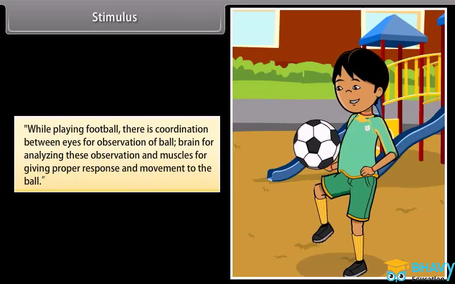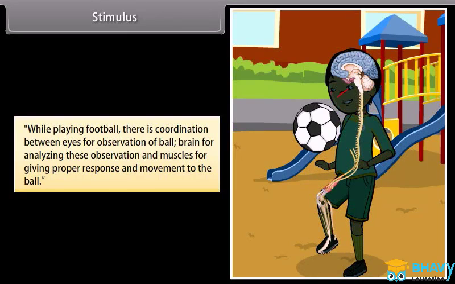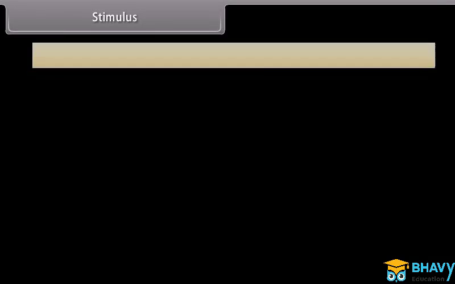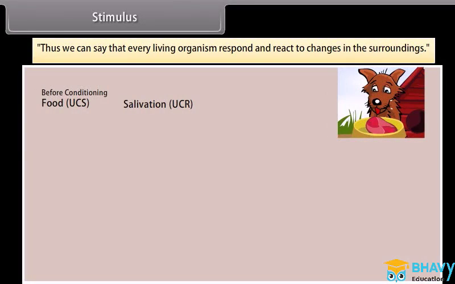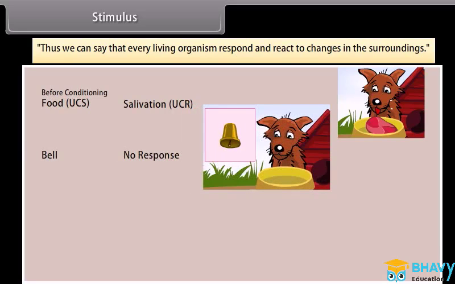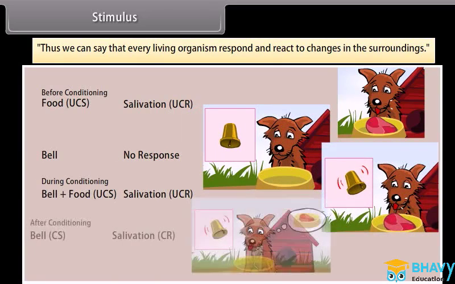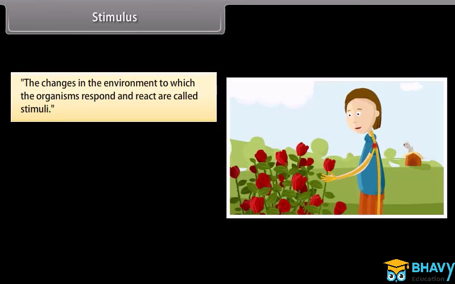Stimulus. While playing football, there is coordination between the eyes for observation of the ball, the brain for analyzing these observations, and muscles for giving proper response and movement to the ball. Thus, we can say that every living organism responds and reacts to changes in the surroundings. The changes in the environment to which the organisms respond and react are called stimuli.